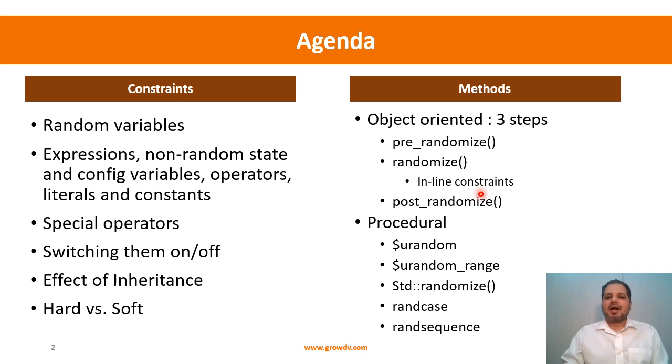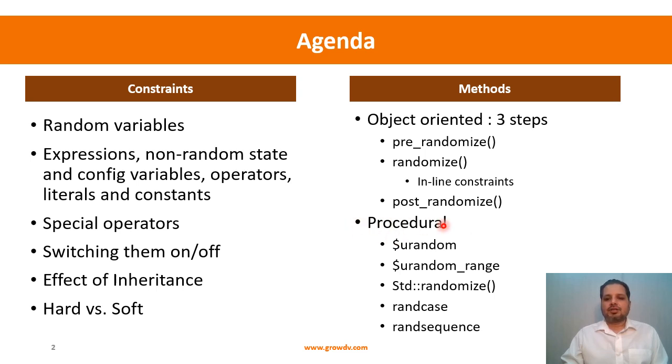As a part of methods, if you remember, we have already looked at the randomize method in the FIFO test bench, and we have also looked at inline constraints. We had put the constraint for the type as a part of an inline constraint. Then there are two other methods called pre-randomize and post-randomize. We'll look at those. And we have other procedural methods that can help you randomize non-class based variables.